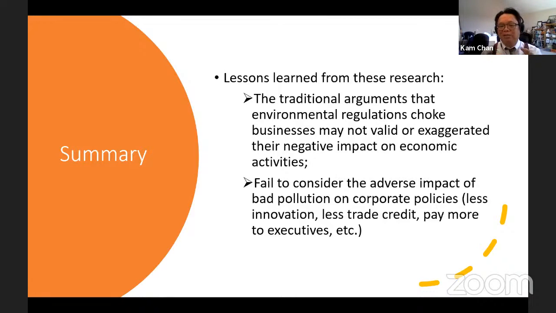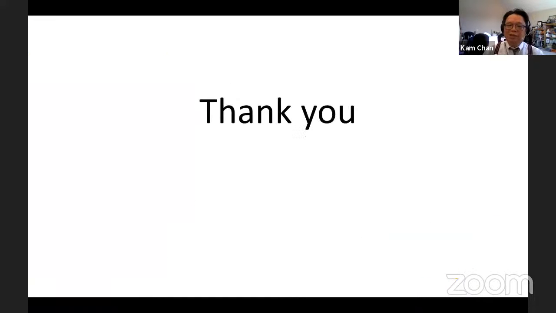So to simply argue that tough regulations are not going to be good for a company or small business is not necessarily correct. At least the negative effect is not that big. Okay, so all these arguments actually fail to consider the adverse impact of bad air pollution on corporate policies. And again, that's what I learned from this research, or from what I observed in the China scenario.